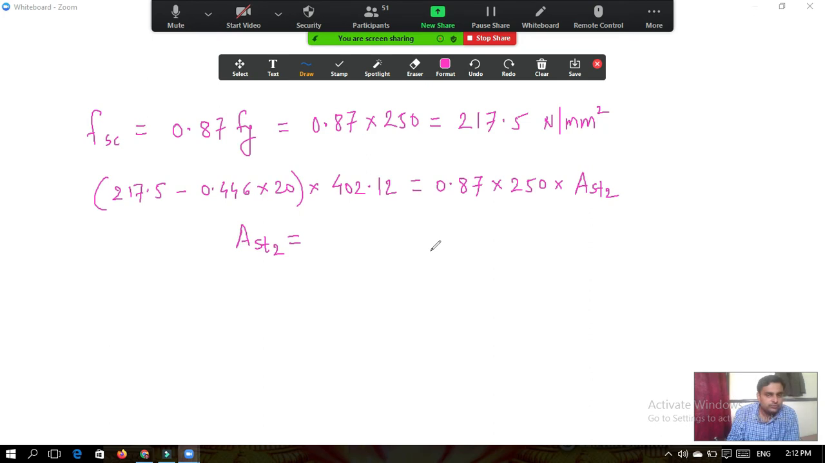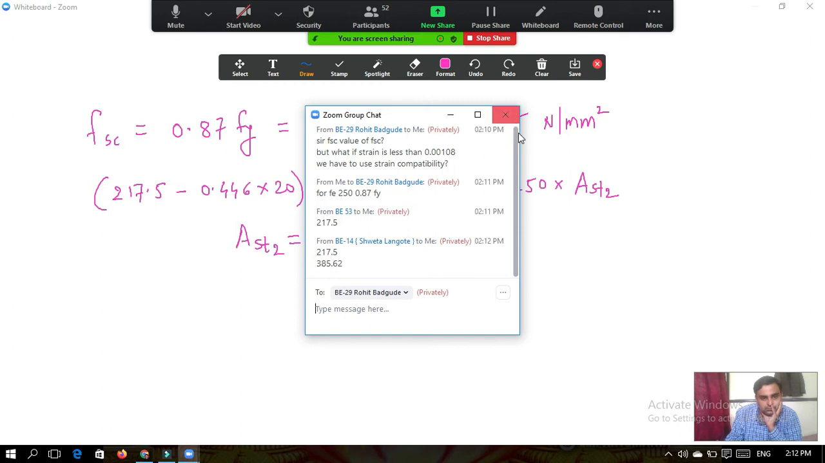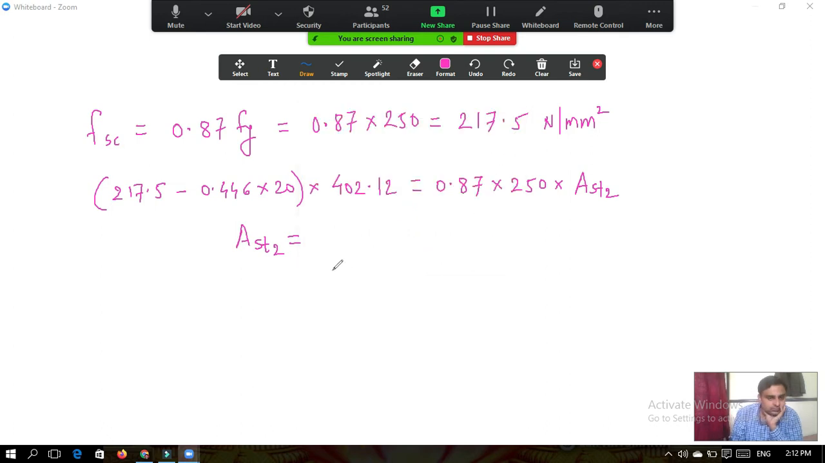What is the value of AST2? 385.62 mm square. Is it the right answer? Others please do reply. Is it the right answer? AST2, 385. Yes. Okay, so we got the value of AST2.